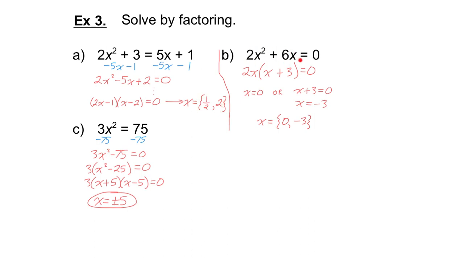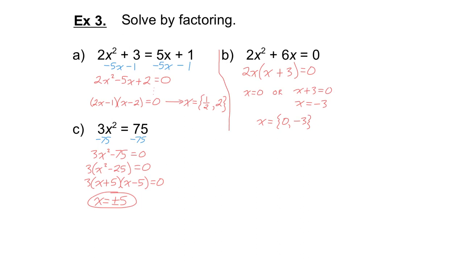When I factor this, 2x is the greatest common factor. I'm left with x plus 3. So 2 times x plus 3 equals 0. So x equals 0 or x plus 3 equals 0, in which case 0 or minus 3 are the two possible answers. And for the last one, when I make this equal to 0, I end up with 3 as the greatest common factor and a difference of squares, which I can factor to get x plus 5 times x minus 5, in which case x must equal plus or minus 5.